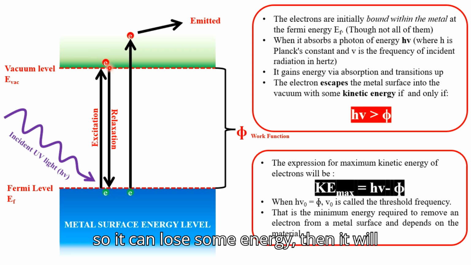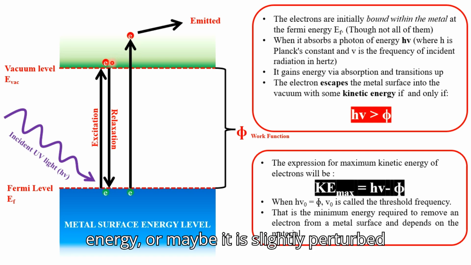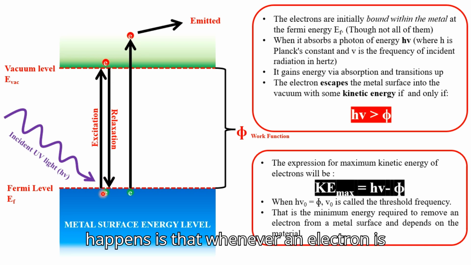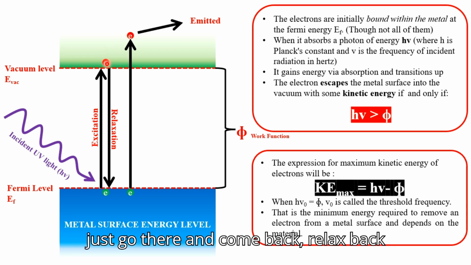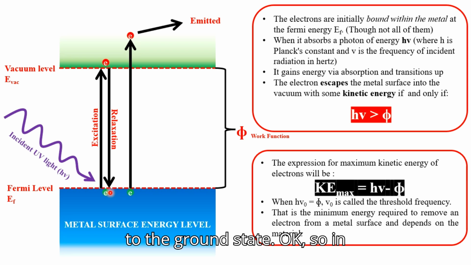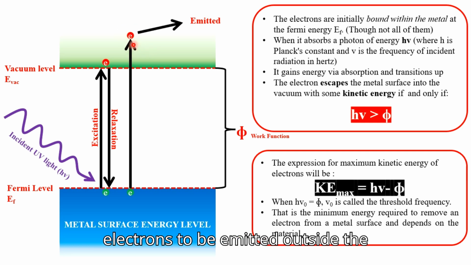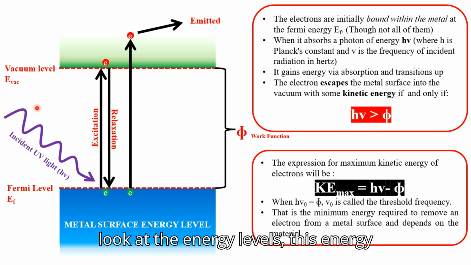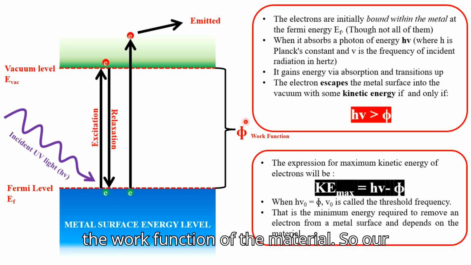So what happens is that it is in a very unstable state now. It can lose some energy, then it will come down. Maybe it will interact with another electron or lose some energy, or maybe it is slightly perturbed from this level. So usually what happens is that whenever an electron absorbs exactly the energy required to cross over to the vacuum level, it will just go there and relax back to the ground state. Okay, so in photoelectric emission, if we want the electrons to be emitted outside the material, that's why I told you h nu should be greater than phi, the work function of the metal, right? So if you look at the energy levels, this energy difference between the vacuum level and EF, the Fermi level, is what we call the work function of the material.